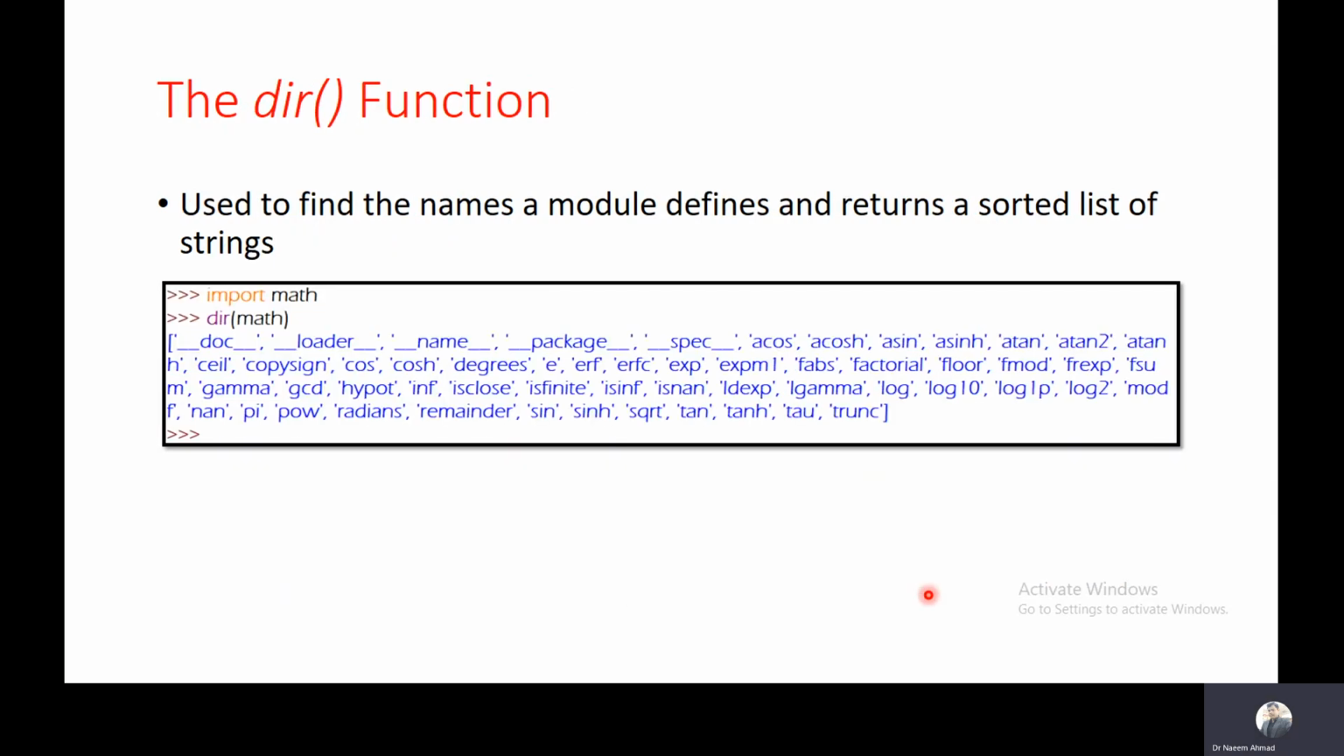And if you want to know what objects you have in your module, you can use the dir function, and in this dir function you can pass the name of the module, and it will list out all the objects of that module.